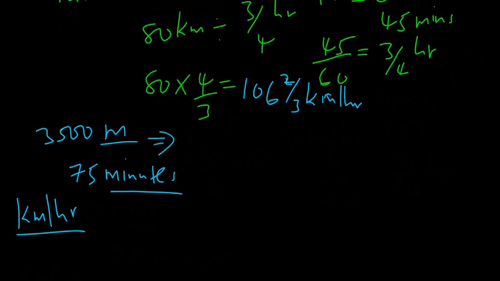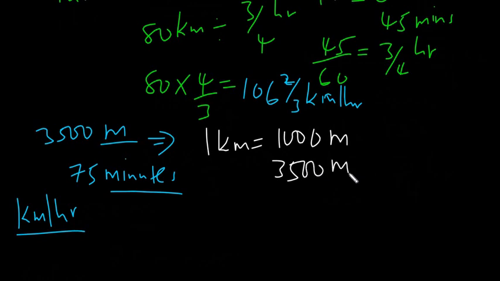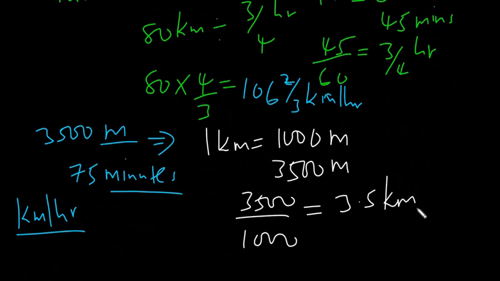We're changing 3,500 meters into kilometers. Now we know that 1 kilometer is made up of 1,000 meters. What about 3,500 meters? How many kilometers will be equivalent to 3,500 meters? So we need to divide 3,500 by 1,000. This will give us 3.5 kilometers. So we have changed the distance from meters to kilometers.